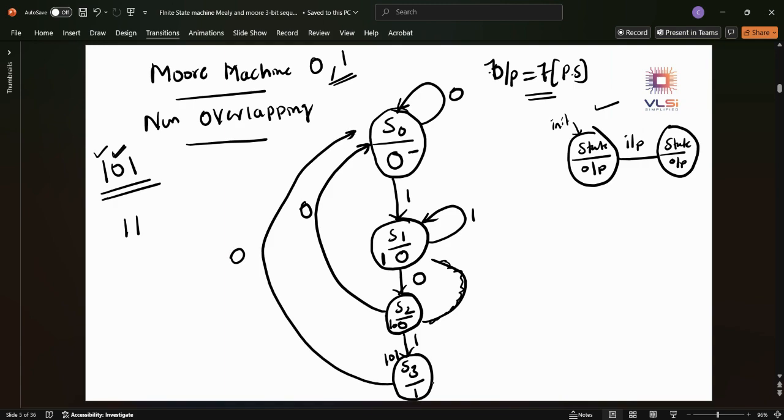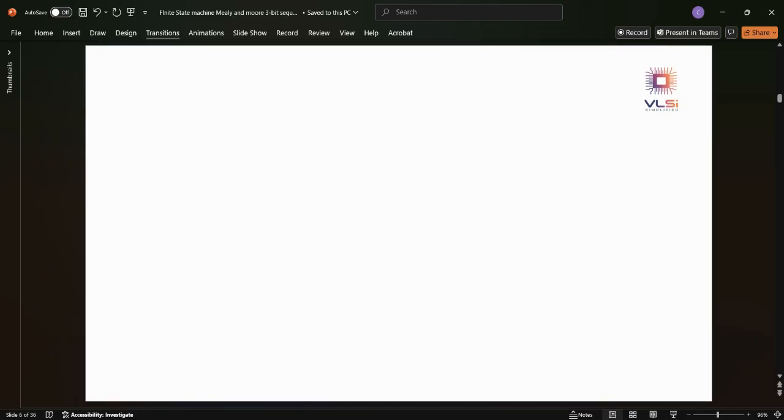Now if you see the Moore machine overlapping case. Okay, I'm searching for what sequence? I'm searching for the 101 sequence. So let us take S0 in the overlapping case, and the output is 0.